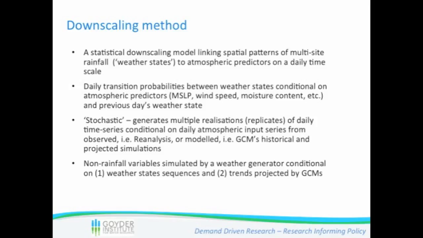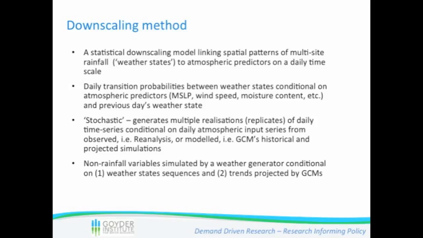Not just means and variances, but runs of dry and wet days are quite critical to the semi-arid catchments that we have in southern Australia. So getting those runs of wets and dries is quite critical. The model has a concept of the weather state, which is the patterns of rainfall over time. So it's a daily model, with daily patterns of rainfall.